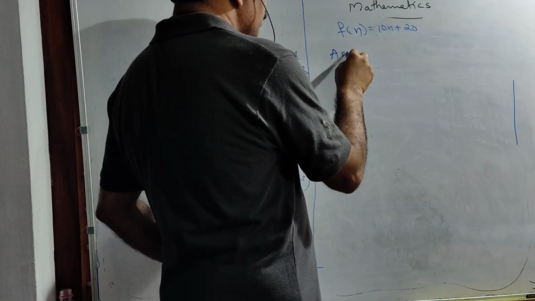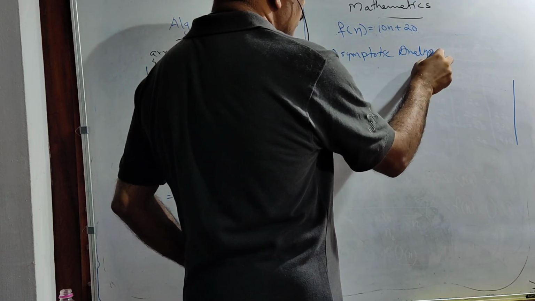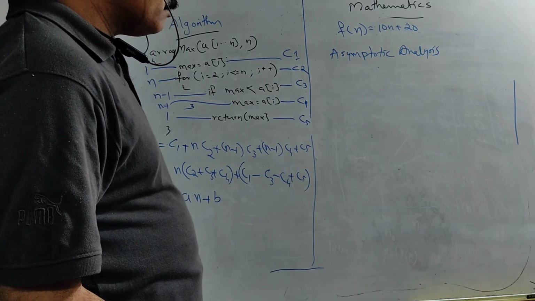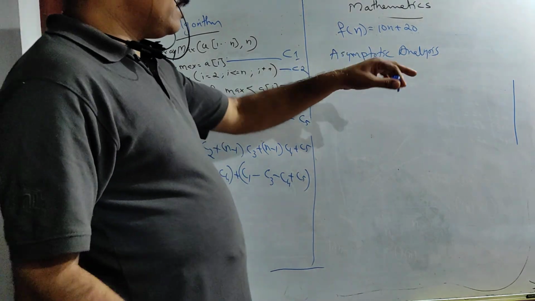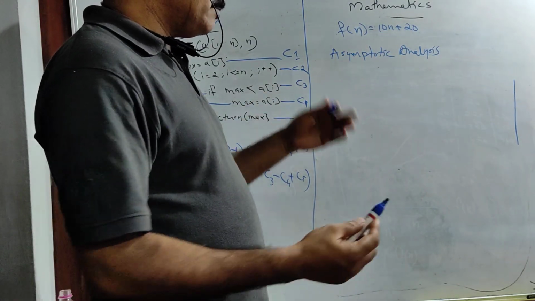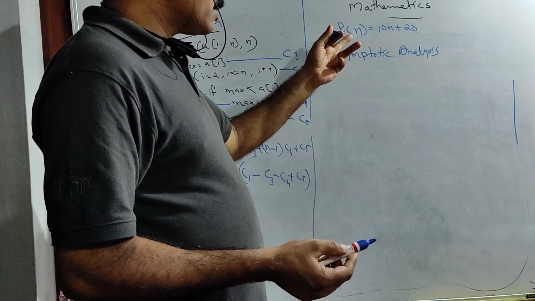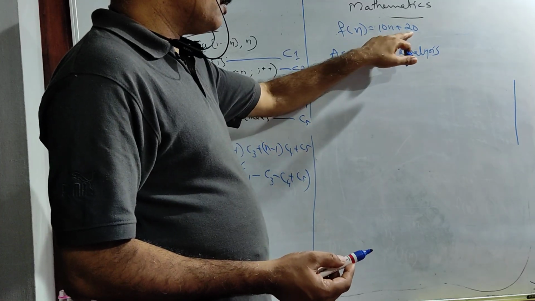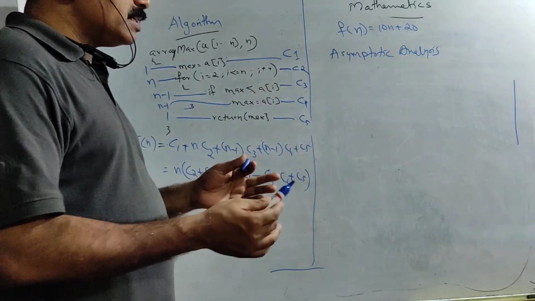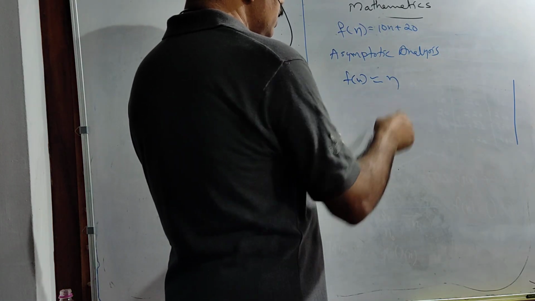Here let us follow this asymptotic analysis. We will say when n becomes very large, we can avoid or neglect these constants 20 and 10. That means when n becomes infinity or very large, the contribution to the value of this function f of n by 10 and 20 can be neglected. Means their contribution will be very, very small. And we can say f of n equal to n.